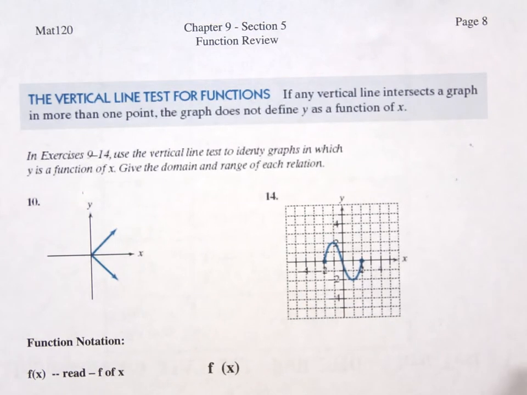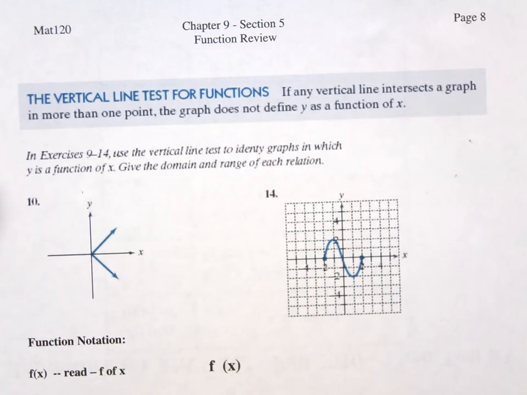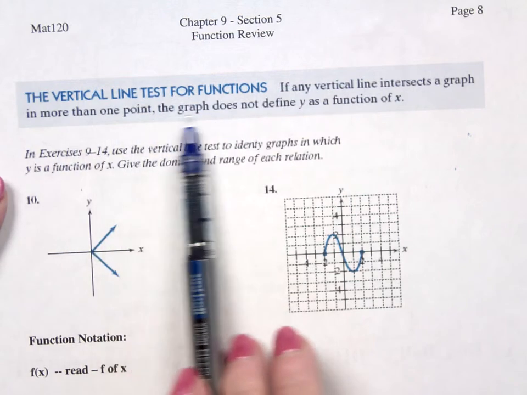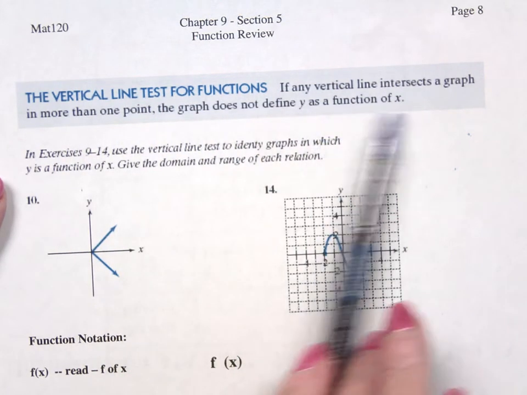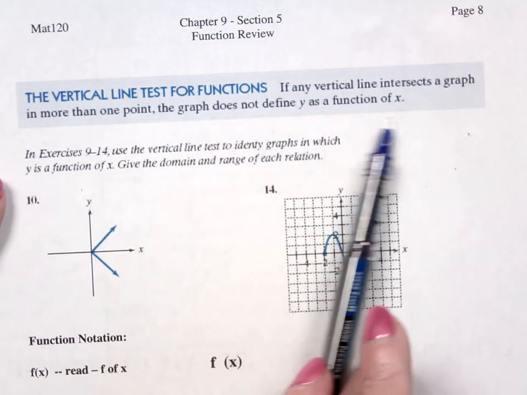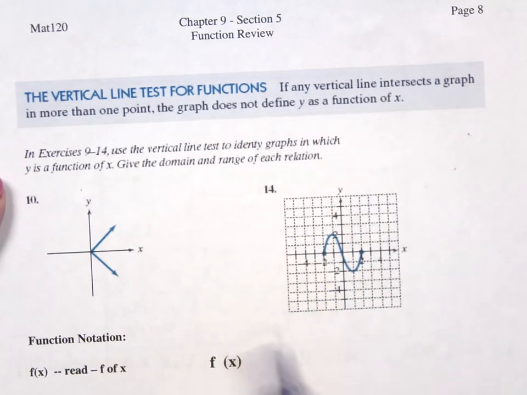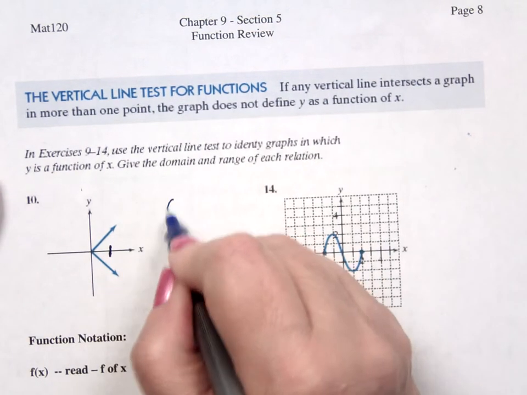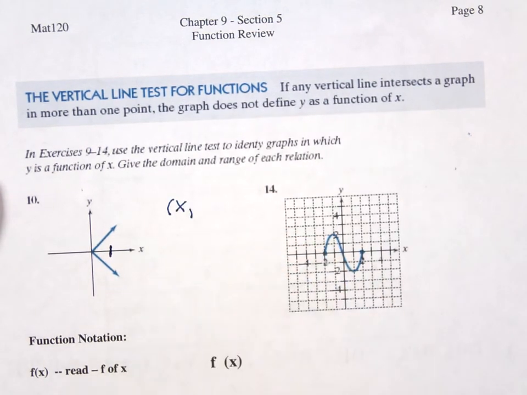Which leads us to the idea, as a graph, that one x can only go to one y value. That's where the vertical line test comes in. It says if any vertical line intersects the graph in more than one point, the graph does not define a function. So I pick a single x value. Remember, that would be an x coordinate point.